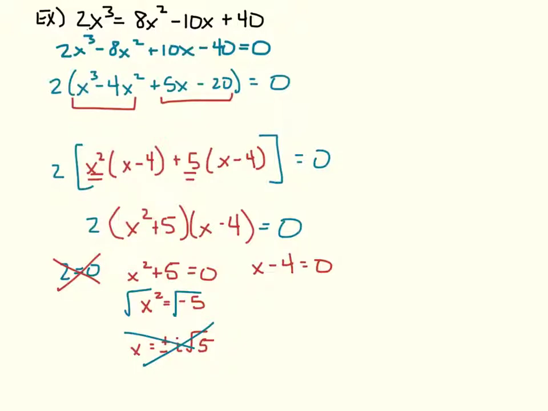Okay? Now over here we have x equals 4 because we add 4 to both sides. And so my only real solution is x equals 4. But if I wanted real and imaginary solutions, I would have had to include plus or minus i square root of 5.